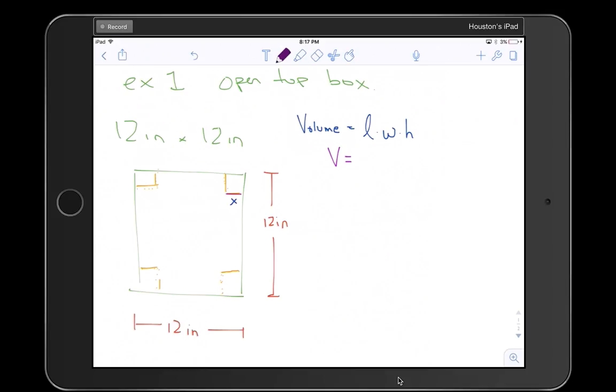Also, we need to think about the length and the width. It's not really going to be 12. It's going to be something less than that, because we're taking the 12 inches that we started with and cutting out the corners. We're cutting out those corners of side length x, which means that each one of these dimensions is 12 minus 2x, and we have two of them, so we're going to square that, and that's our length times our width. The height of our box is just x.